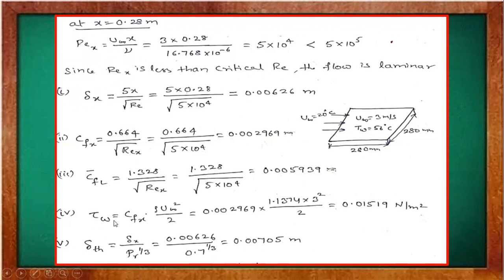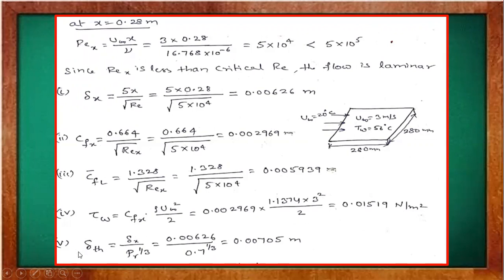Then next is to find out the shear stress. Shear stress from the data handbook is given as Cfx into rho u infinity square by 2. The Cfx value is obtained here. The Cfx value is multiplied by rho, the density 1.134, and u infinity, the velocity, is 3 meters per second. So 3 square divided by 2. So if you calculate, you'll get the value here in terms of Newton per meter square.